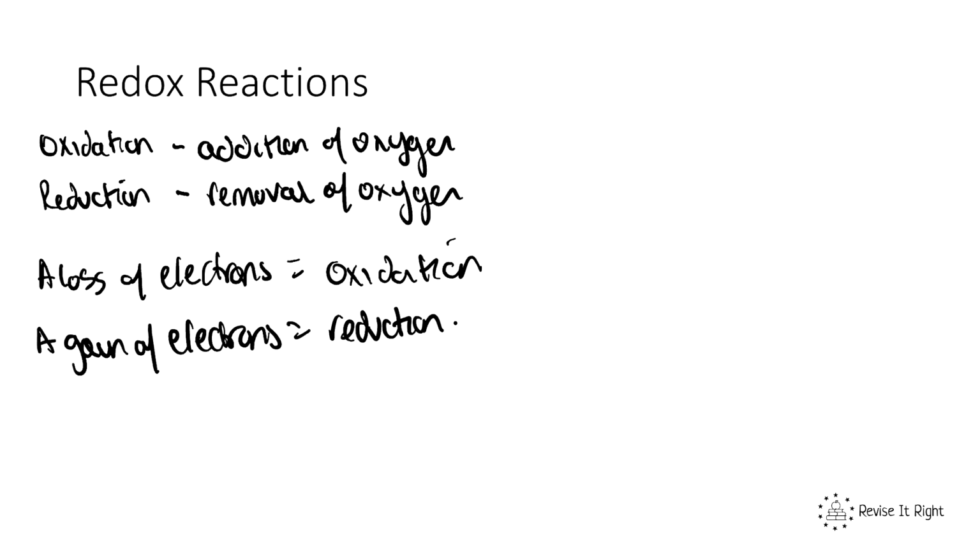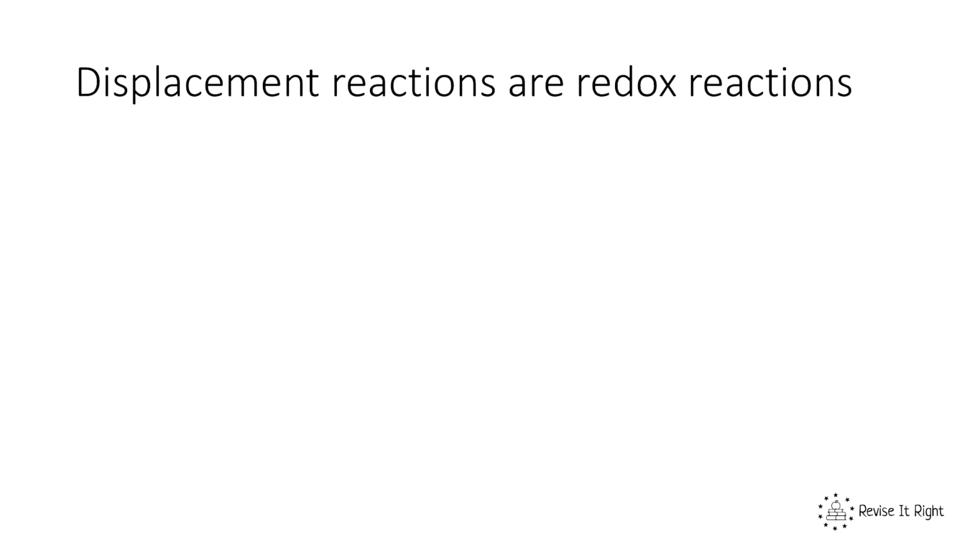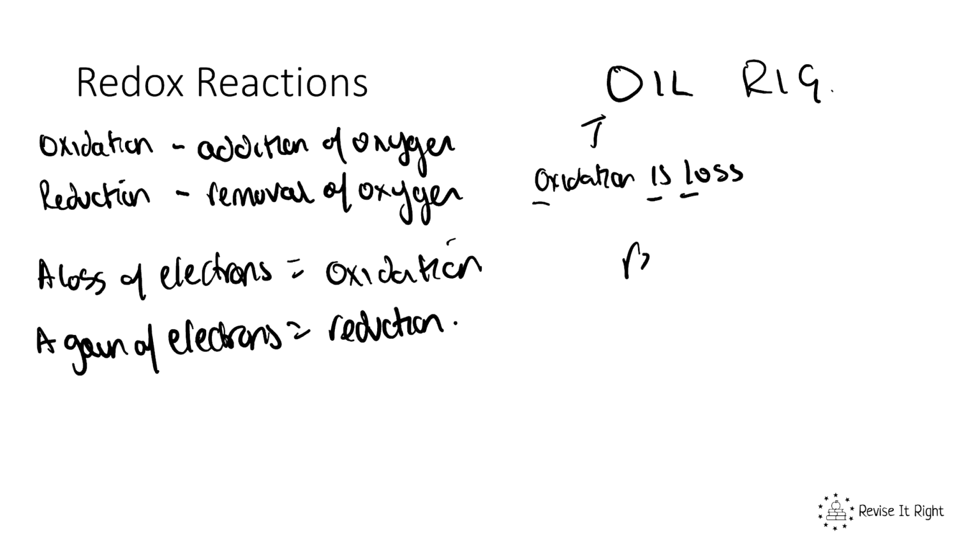Now a good way to remember this is by the mnemonic OIL RIG, which stands for oxidation is loss, which is OIL, O-I-L, and reduction is gain, which is R-I-G. So OIL RIG. Oxidation is loss, reduction is gain of electrons.